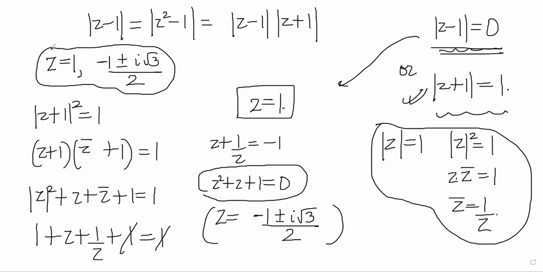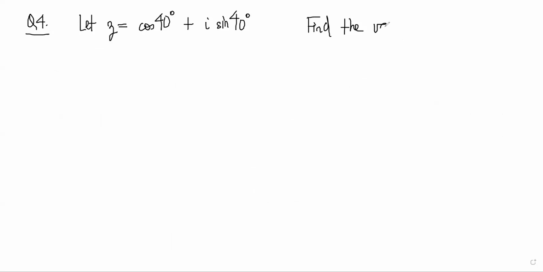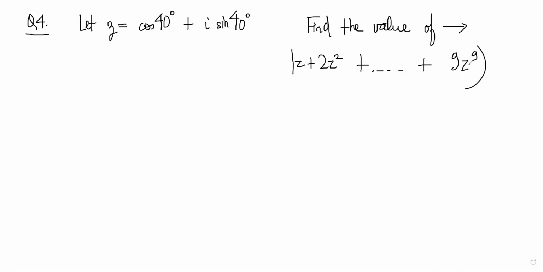As a sample problem, I can show you one simple question, which will be a teaser for the next video. Let's look at this one. Let z is equal to cos 40 degrees plus i sine 40 degrees. Find the value of mod of z plus 2z square, this pattern up to 9z power 9, whole to the power minus 1.